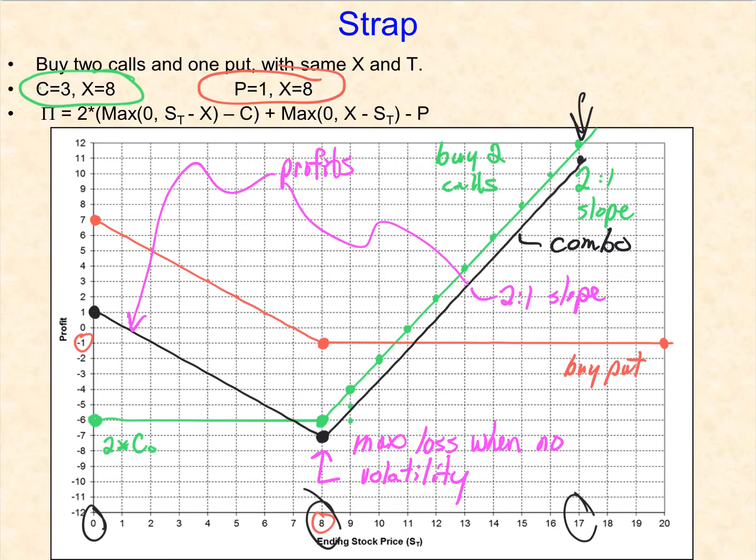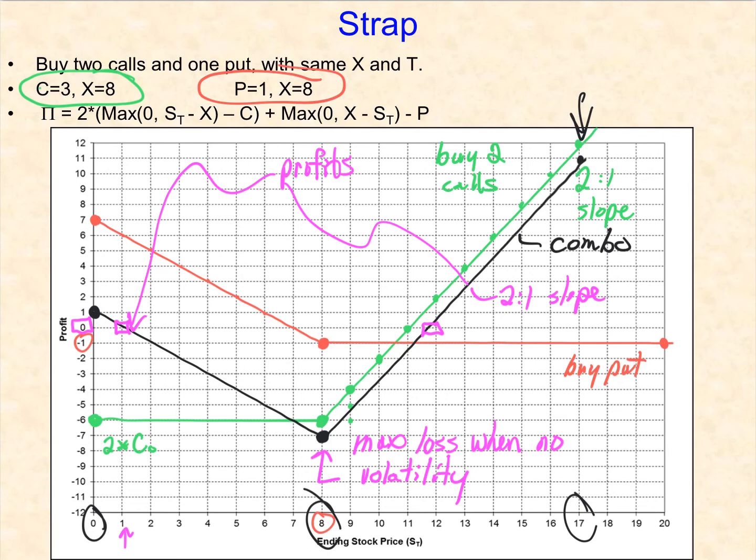We can also see our break-even points. Break-even occurs when we have no profit. So we have one break-even point over here on the left-hand side at a stock price of $1, and another break-even point over here on the right-hand side, and that occurs at a stock price somewhere around $11 or $12. My diagram is not exact here, and so it's hard to read the scale exactly.